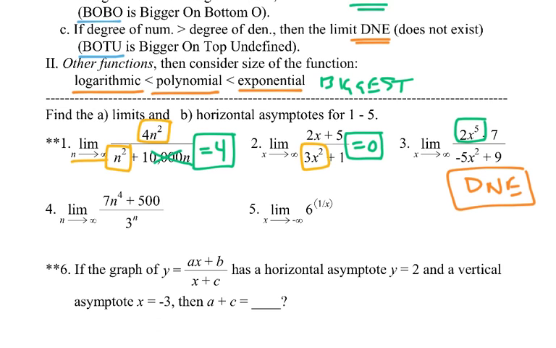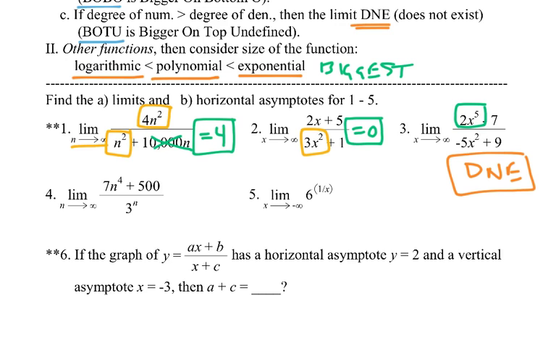Number 4, this is a little trickier. They're not both polynomials. We have n to the 4th on the top, which is a polynomial, but we've got 3 to the power of n on the bottom, and that's exponential. And exponential is bigger than polynomial, so it's bigger on bottom, which means that this limit is 0.